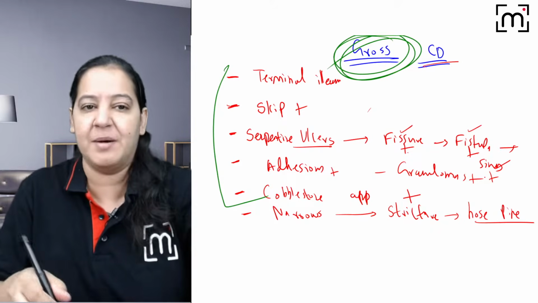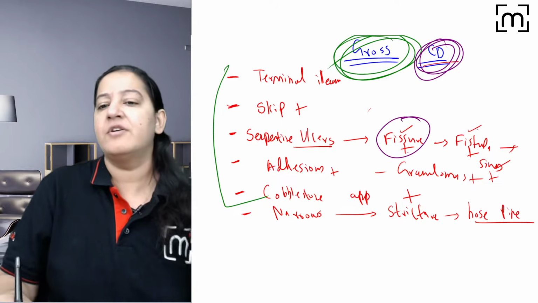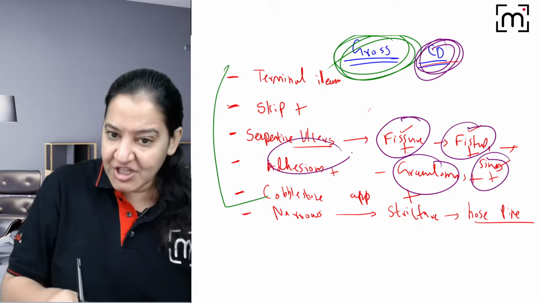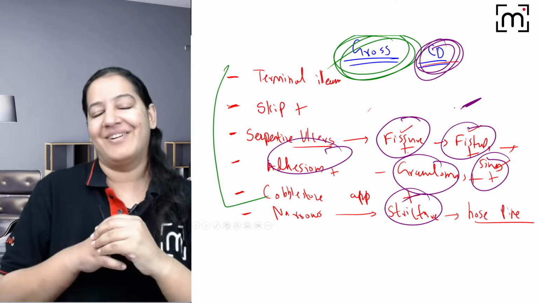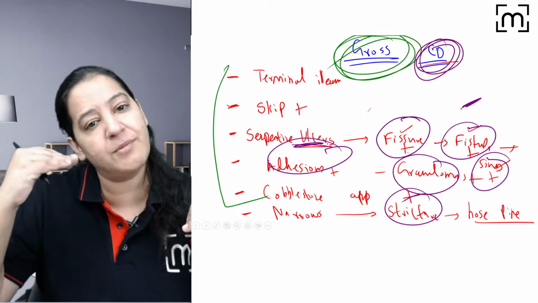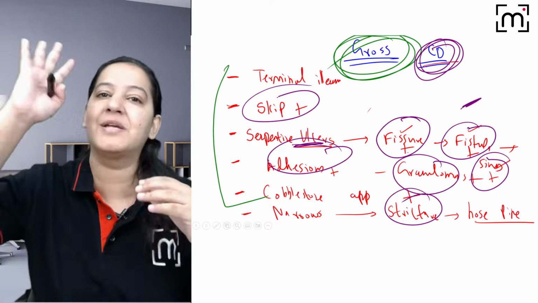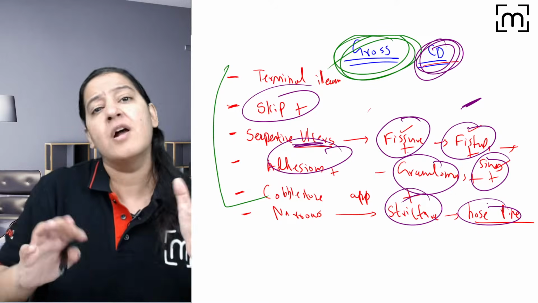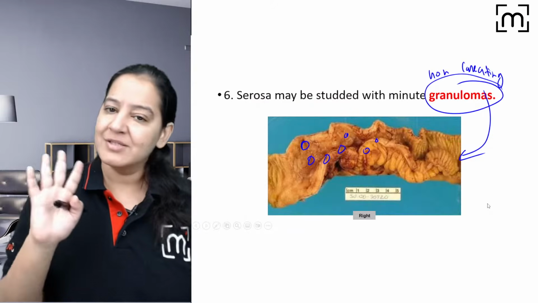So basically let me summarize. In Crohn's disease: fissures present, fistula present, sinus present, granuloma present, adhesions present, stricture present. These all will be absent in UC, right? Ulcers will be there too, but here ulcers are deep. In UC the ulcers will be superficial. Here skip areas are present. In UC skip areas are not there, continuous involvement is there. So everything will be opposite there. Here hose pipe appearance is there, there garden pipe appearance is there. You got my point? So that is the gross.